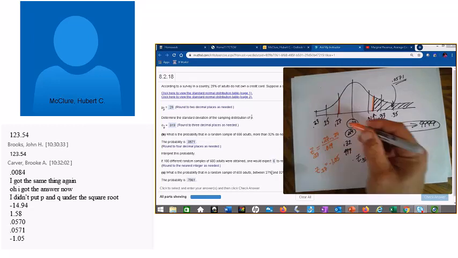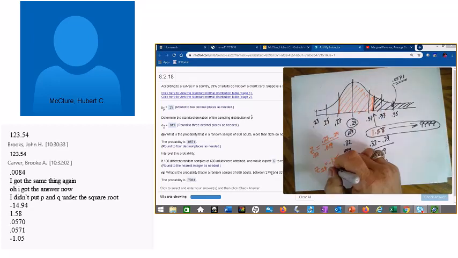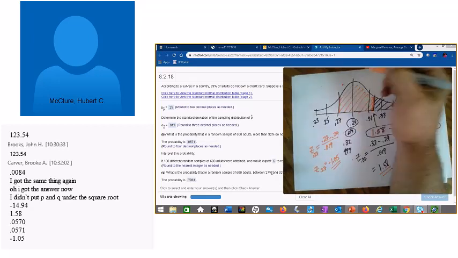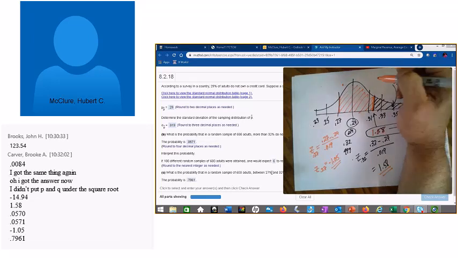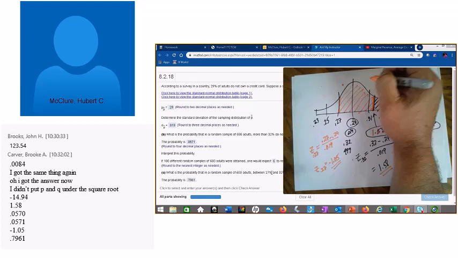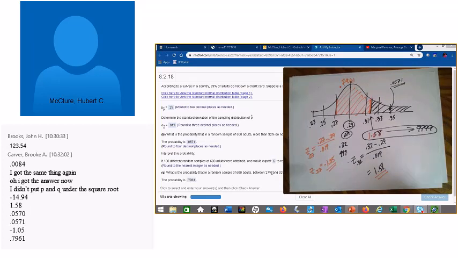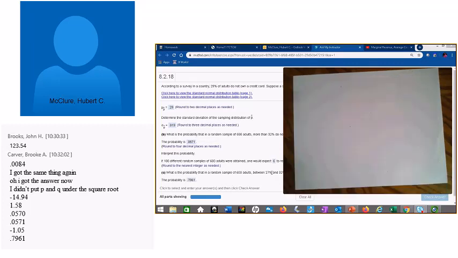Okay, so yeah. 1.05. So somebody take your normal CDF and go from negative 1.05 to 1.58 and tell me what you get. .7961. Good job. And that's a test question. Remember, draw a picture. I've told y'all since the first day. Draw a picture. All right, that takes care of that one.